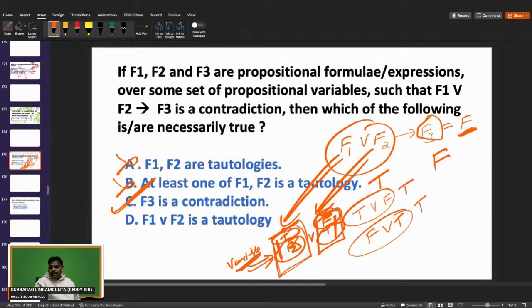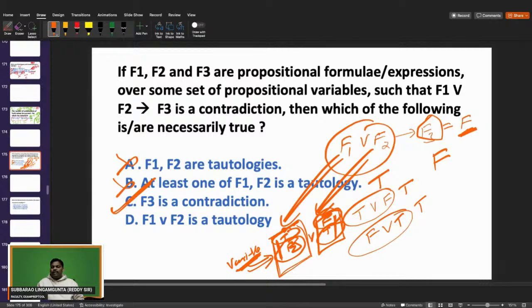F3 is a contradiction? Yes, because you want a true false combination. The right side should be a contradiction. True. F1 or F2 is a tautology? Can anyone help? Did you try it or is it wrong?